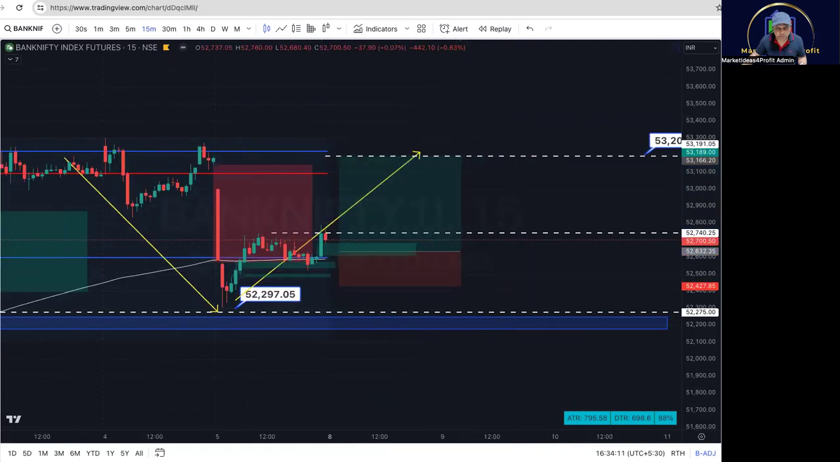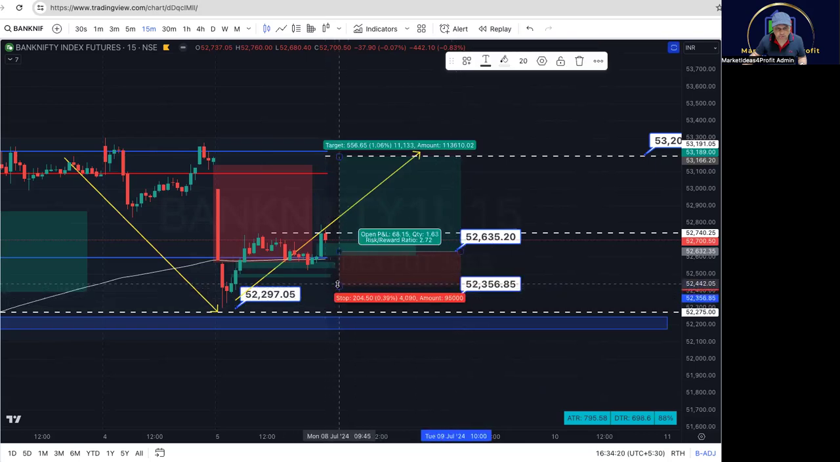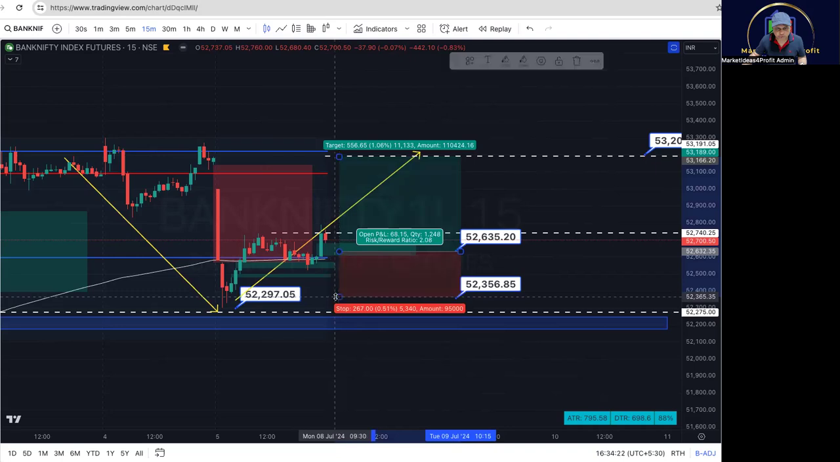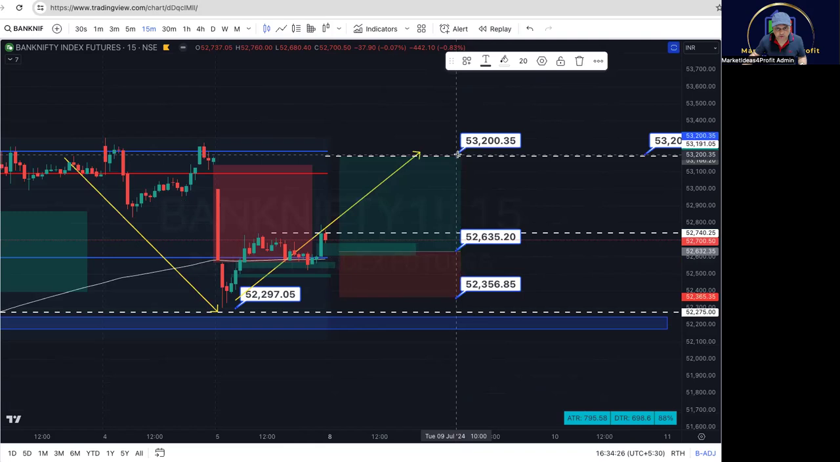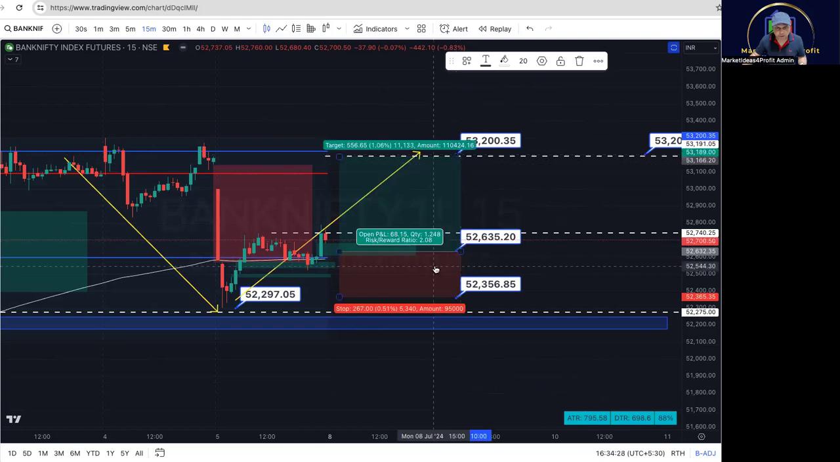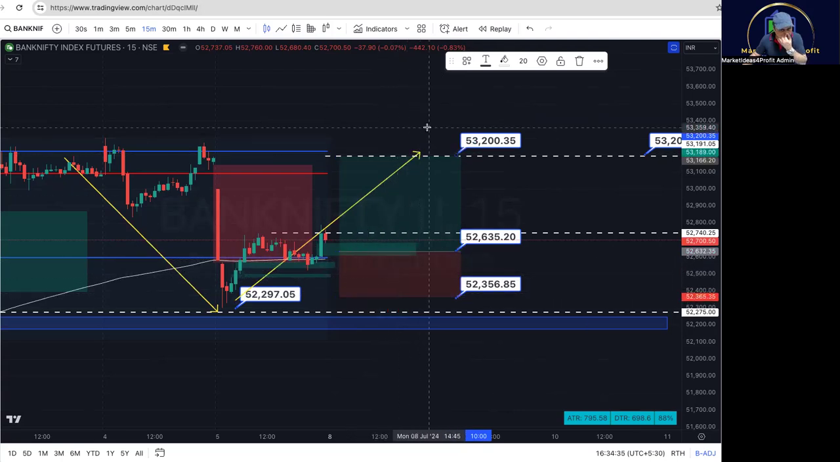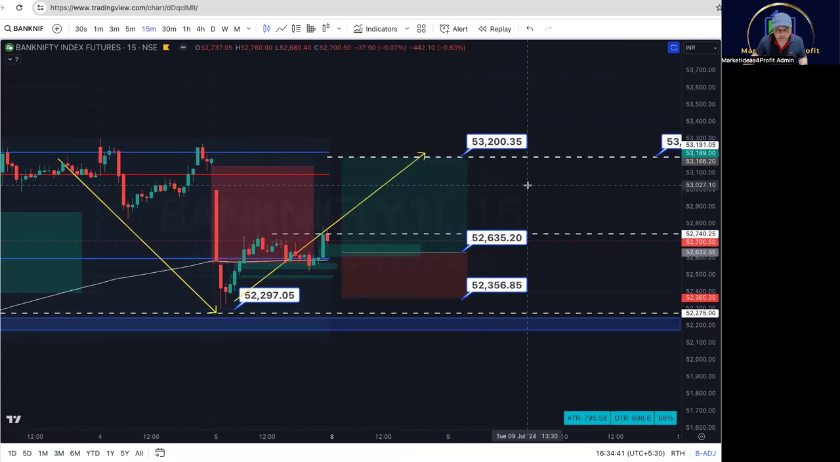So we could be buying somewhere in these areas, which is somewhere around 52,600, with keeping a stop loss somewhere around 52,356 and expecting to hit a target of 53,200. So that would be a risk reward of 2:1. You could aim for a risk of 300 points and you could aim for a rise of 600 points. That's a sizable amount of money that you can make.